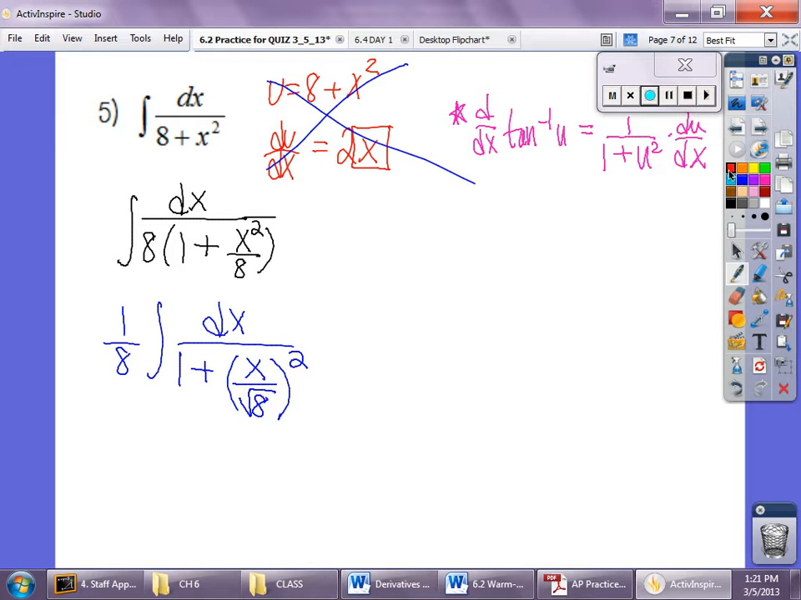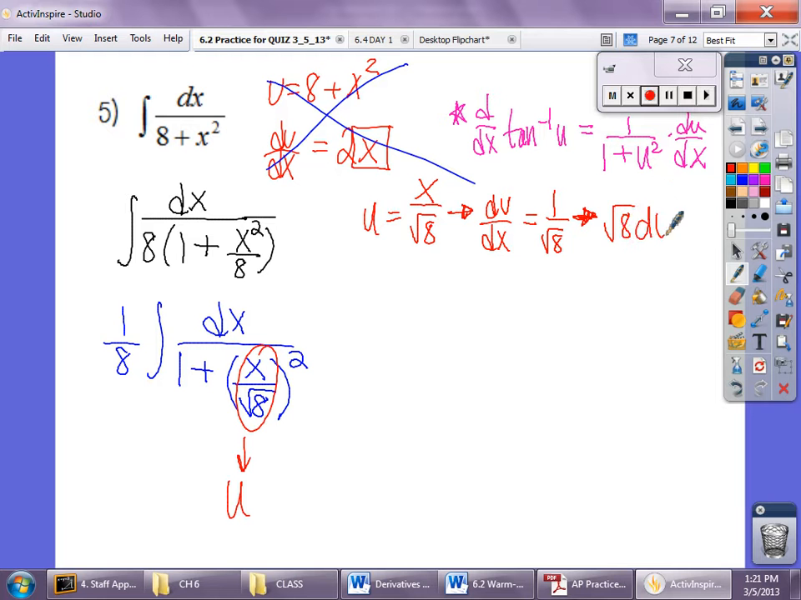Now I can see that that is my u. So I get u is equal to x over square root of 8. I'm going to go across: du dx is equal to 1 over square root of 8. I'm going to go across and multiply, so square root of 8 times du is equal to dx. We're going to use that in my problem, and I get 1/8 integral of, dx, which is square root of 8 du, all over 1 plus u squared.